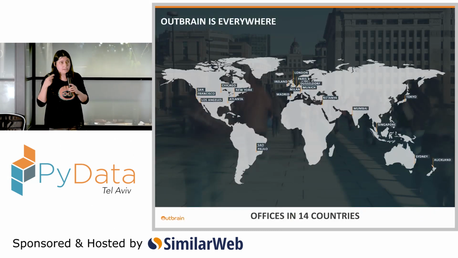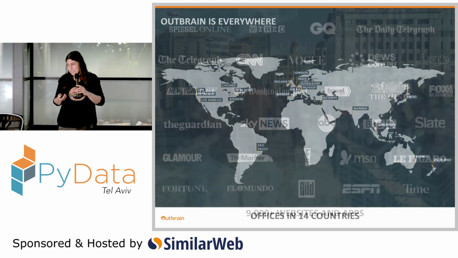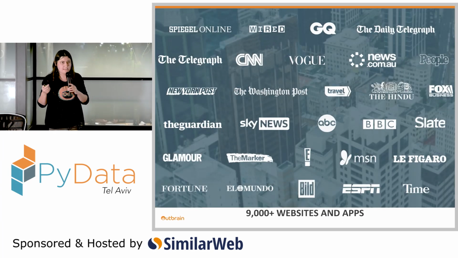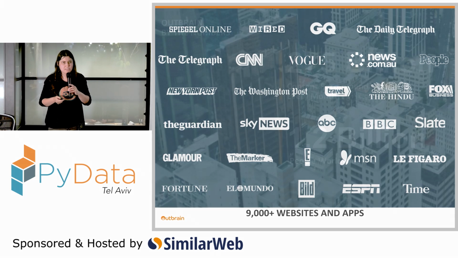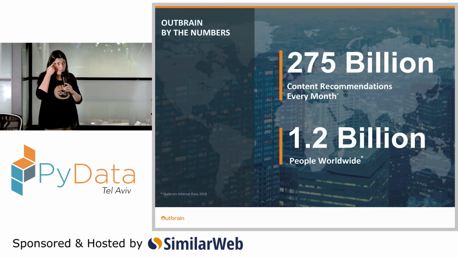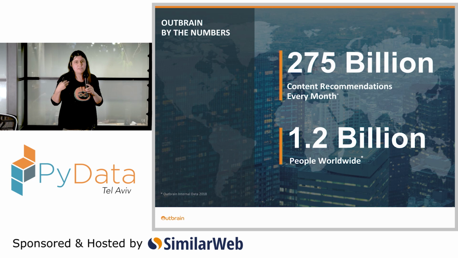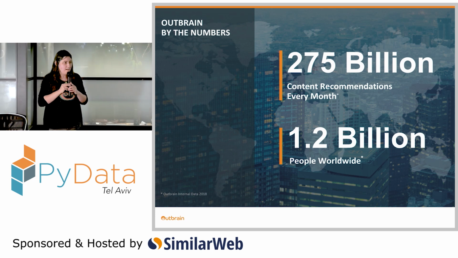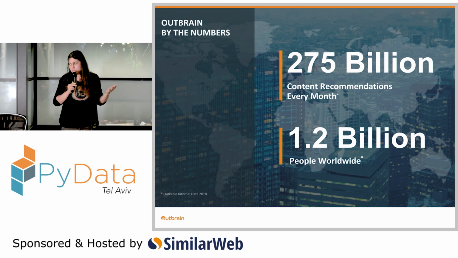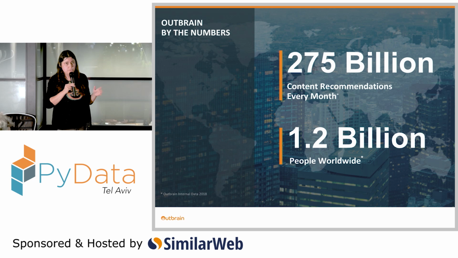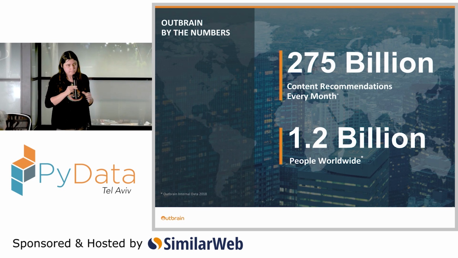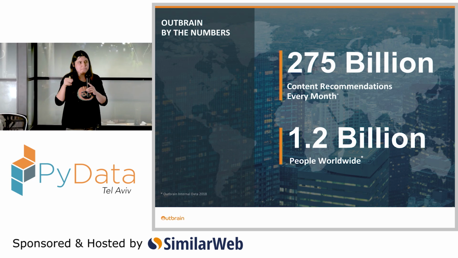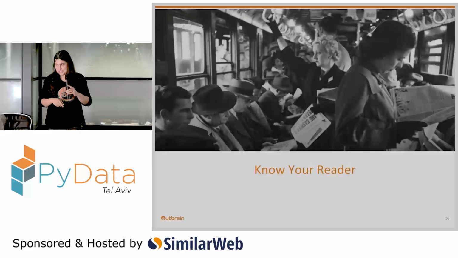Okay, so we have offices in 14 locations. Many websites and apps display our recommendations. And these are the numbers which are important for us as machine learning engineers. We are serving 275 billion recommendations a month, and we're reaching about 1 billion users. And we will get back to those numbers once we talk about the infrastructure.